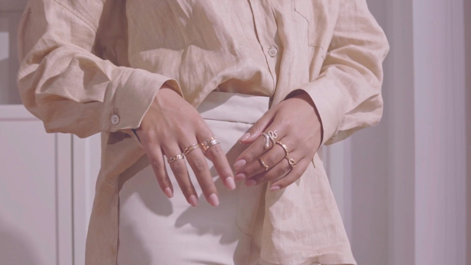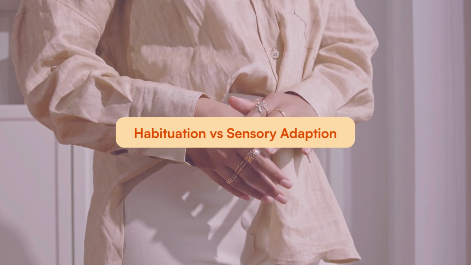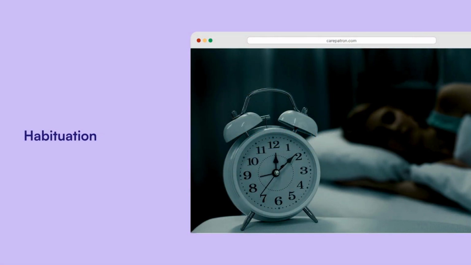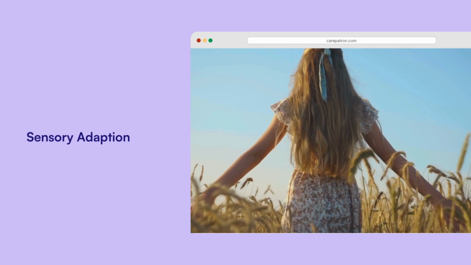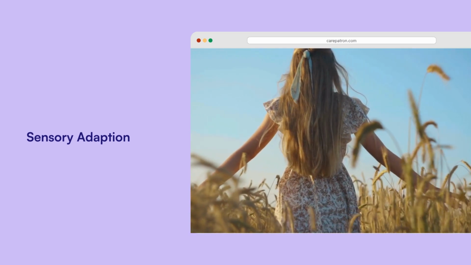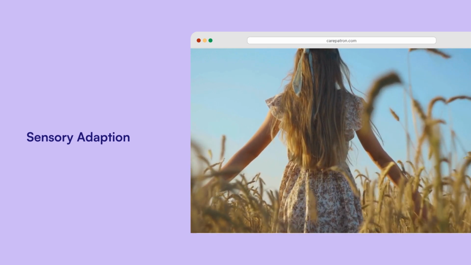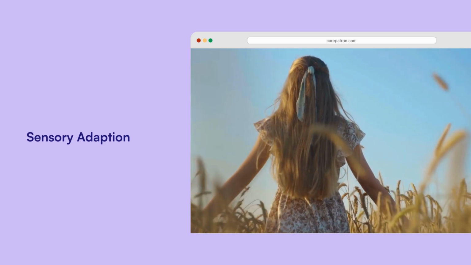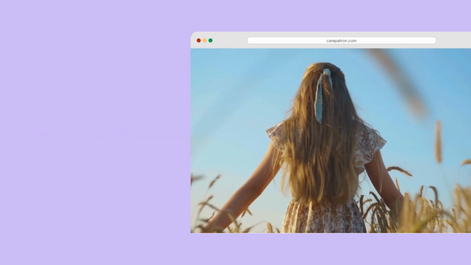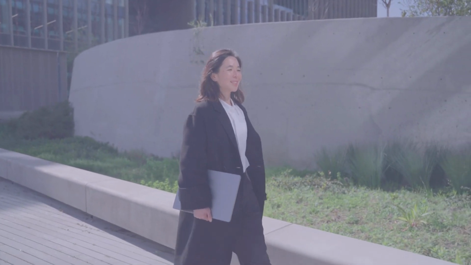Habituation and sensory adaption both involve decreased responses to repeated stimuli but differ in mechanisms. Habituation, a psychological process involving higher brain functions and conscious control, where individuals become less responsive to a stimulus after repeated exposure. Sensory adaption, a physiological process within sensory organs and neural pathways occurring automatically without conscious effort, where sensory receptors reduce the response to a constant stimulus, such as not feeling clothing on the skin. Both processes help individuals manage sensory input, allowing focus on more critical or novel stimuli.